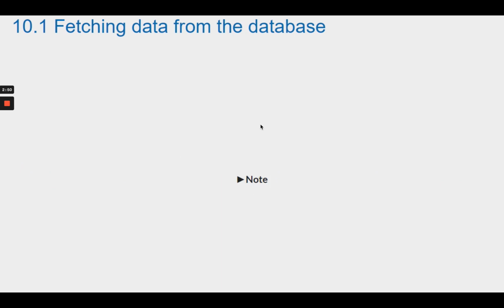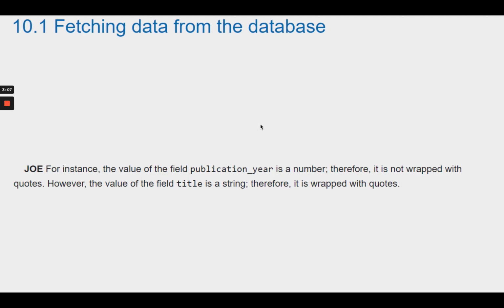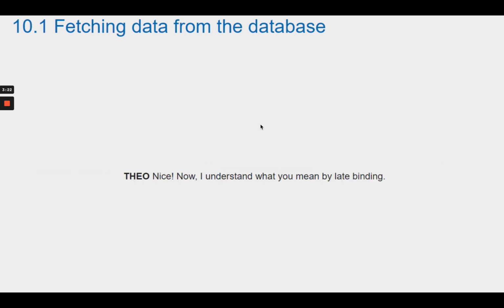Note: see github.com/google/JSON for information about JSON's Java serialization deserialization library. Theo: What do you mean by serializing a value according to its type? Joe: For instance, the value of the field publication_year is a number. Therefore, it is not wrapped with quotes. However, the value of the field title is a string. Therefore, it is wrapped with quotes. Theo: Nice. Now I understand what you mean by late binding. Joe: Cool. Now, let me show you how we store data in the database.